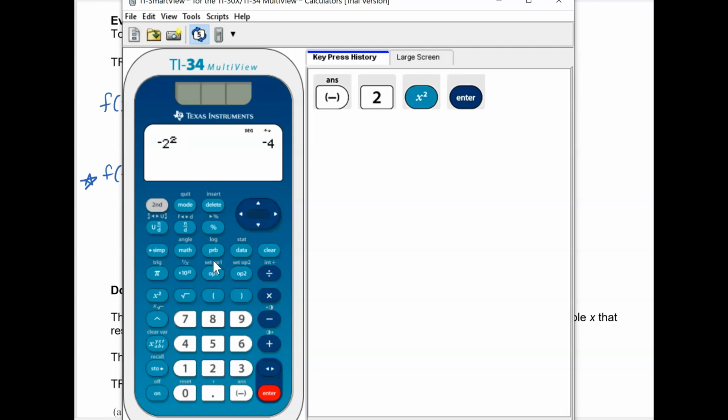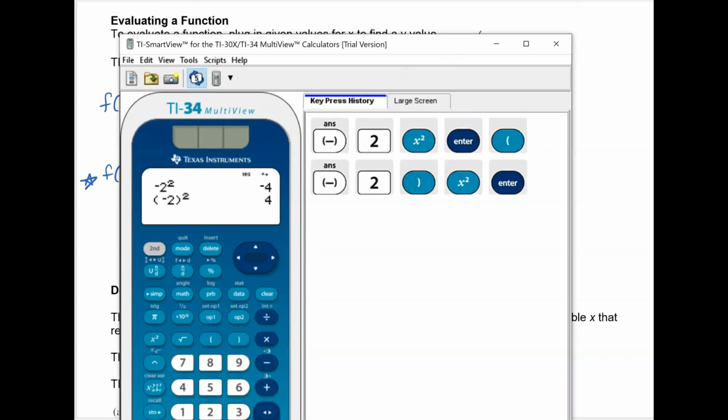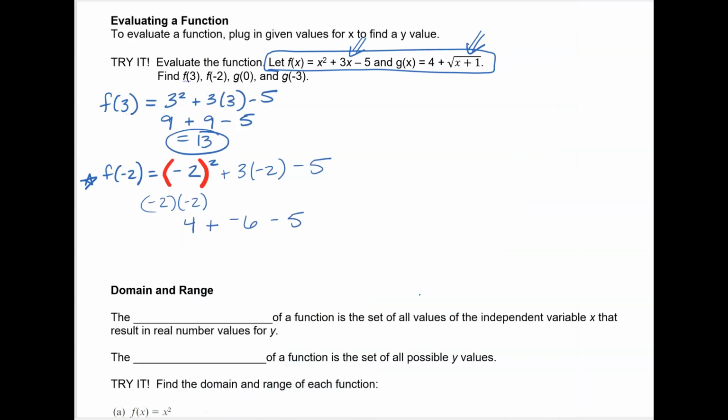I end up getting a negative 4. If I use parentheses, then I end up getting a positive 4. So if you don't write it down right, then you're going to put it in your calculator wrong, and then you're going to get the wrong answer. If you do these by hand, then you will likely get the right answer. So 4 plus negative 6 is negative 2. Negative 2 minus 5 is negative 7. So the answer there is negative 7.